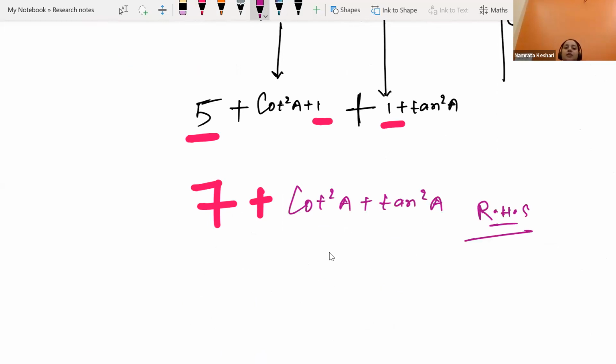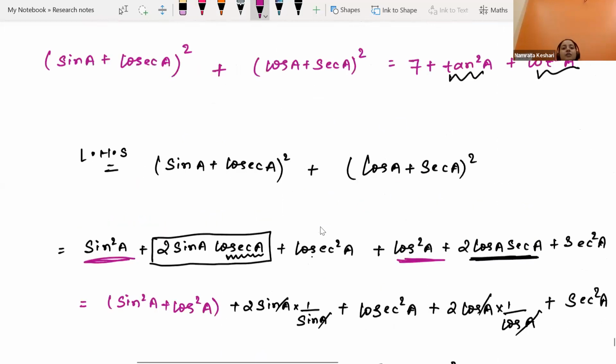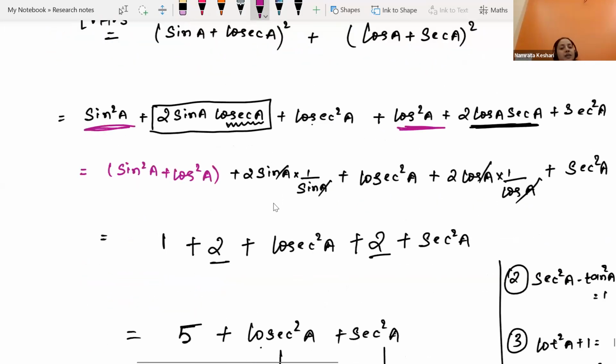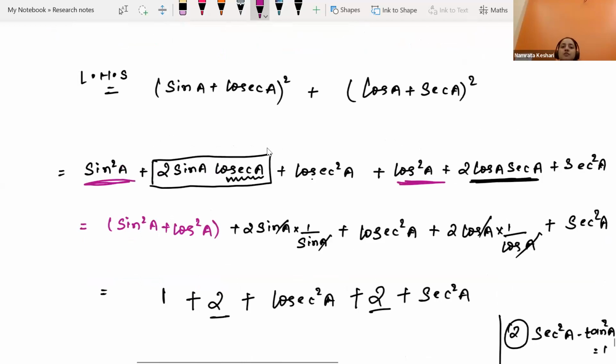Let's summarize what we did. At first it looked like a plus b whole square. It may work, it may not work. Two things were coming to our mind. At first, let's apply the a plus b whole square formula. The second thing coming initially to our mind was to convert this cosec in terms of sine. You can try any one. If any one of these two possibilities works, then you don't have to think about the other one.